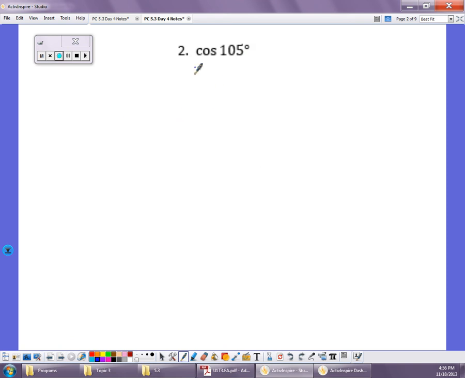So next is cosine 105. Again, the first step, we just want to find two angles that add up to 105 that we're comfortable with. So we could do 60 plus 45. That'll equal 105. 135 minus 30 we could also use, but like I said before, we want to use things that we know.